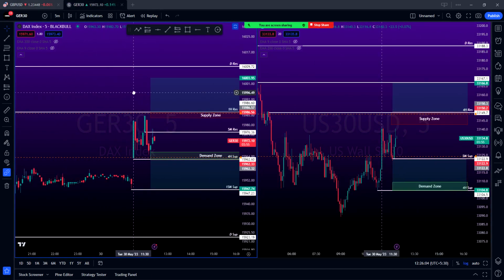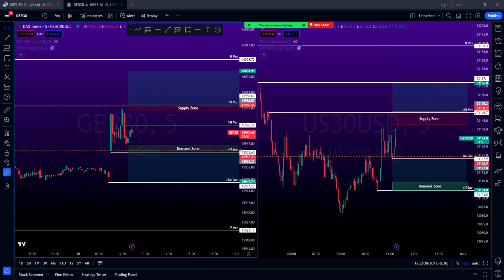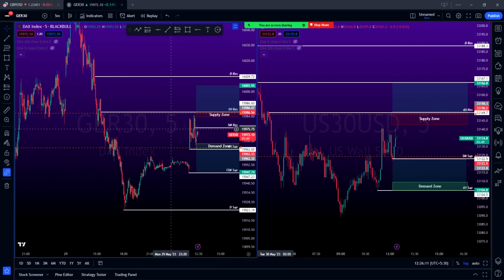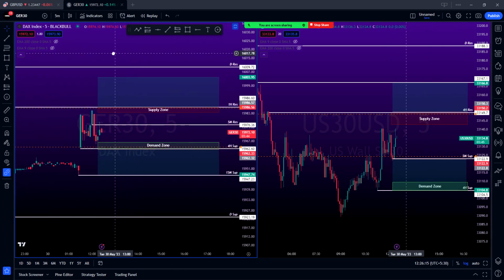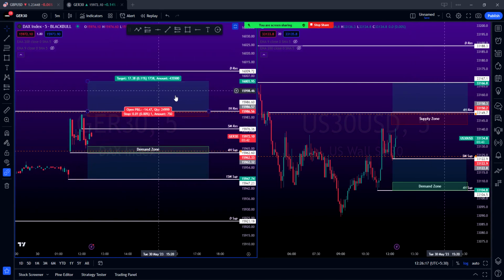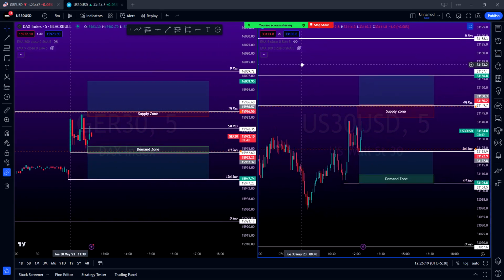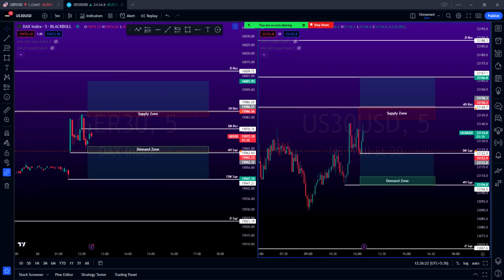But look at this, guys. German 30, look at this gap. German 30 always has stupid gaps, and it's the weirdest to analyze and do top down on.